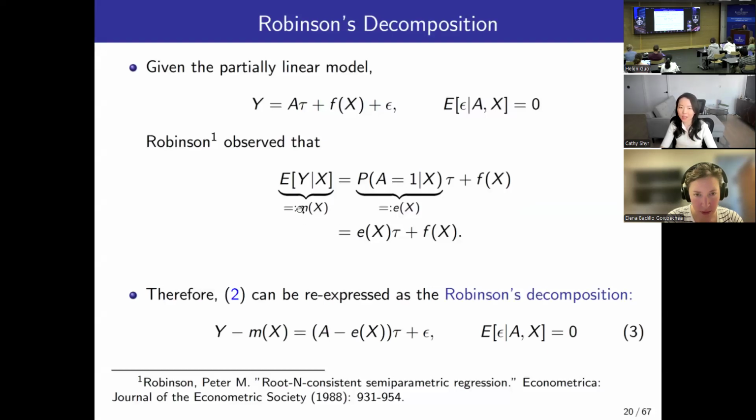We can subtract m of X from Y, and we can re-express the partially linear model as the equation shown in equation 3. This is known as Robinson's decomposition. On the left-hand side, we have the observed outcome minus the mean outcome model, so this is the outcome residual. On the right-hand side, we have the treatment assignment minus the propensity score, so this is the treatment residual, times tau, plus some epsilon.